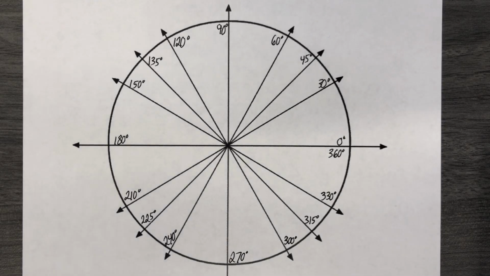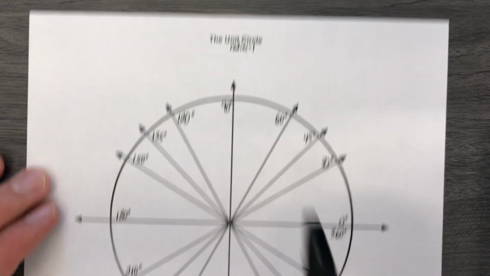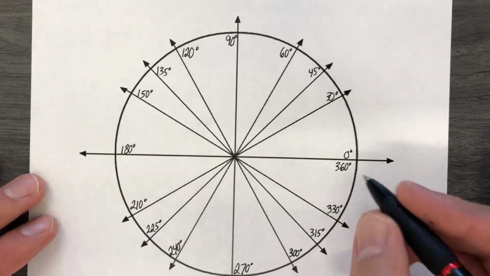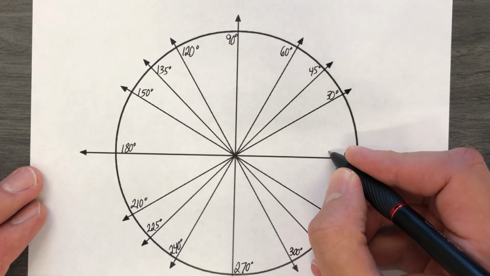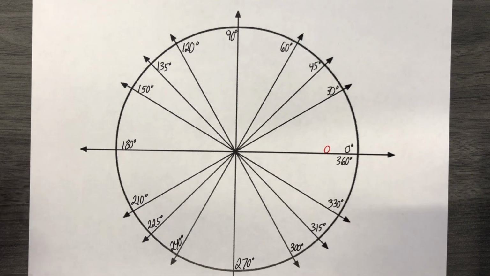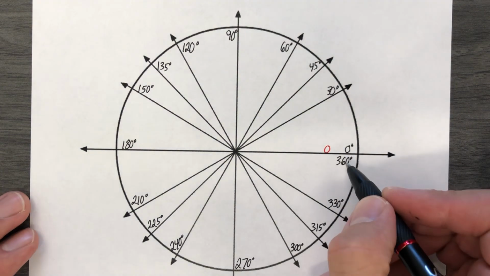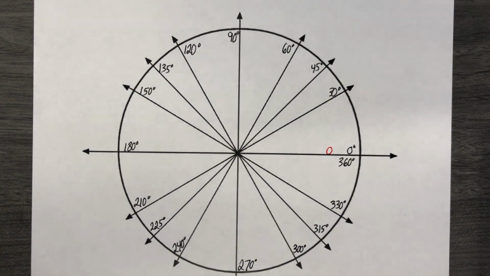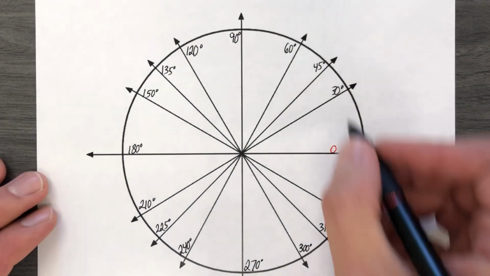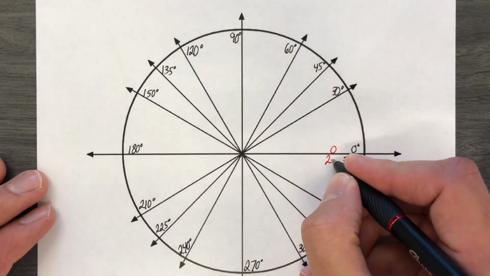Okay, let's apply what we know about radians and put this on the unit circle. Unit circle means the radius is 1. First of all, we're going to start with the fact that 0 degrees is equivalent to 0 radians. Don't put a degree symbol there. And we also know that there are 360 degrees in a circle, which is the same as 2 pi radians. So if we go all the way around, then we have 2 pi radians.